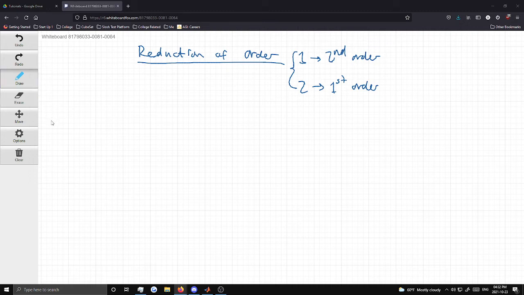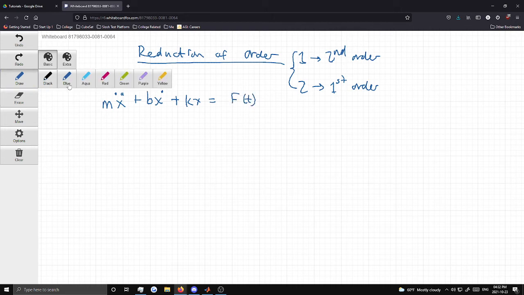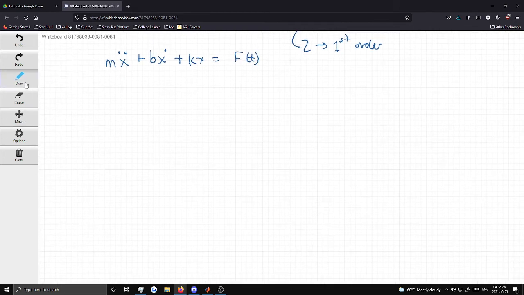So let's start with our system from before, which is m x double dot plus b x dot plus k x equals f of t. And let's use a bit of a substitution. Let's define a new variable called x1. Let me give myself a little bit of space. x1. And we're going to make this equal to x, and we're going to use x2 and set that equal to x dot. A very weird transformation, considering, why can't we just write x2 as x1 double dot? And we'll see where this comes in.